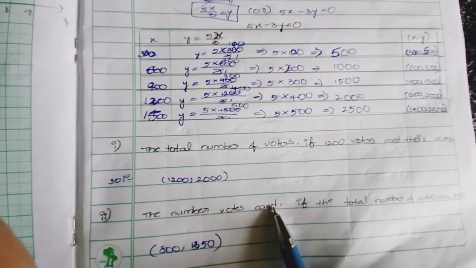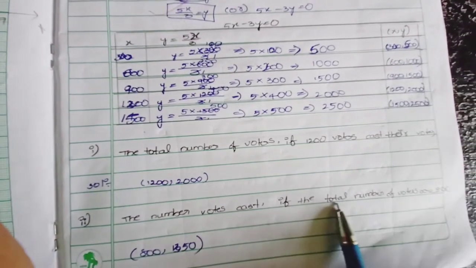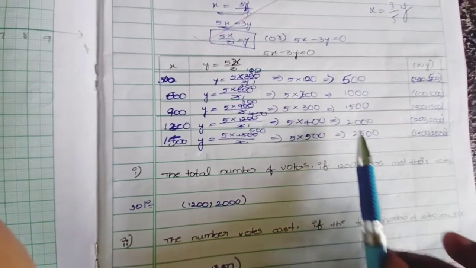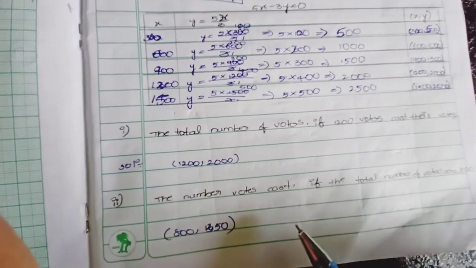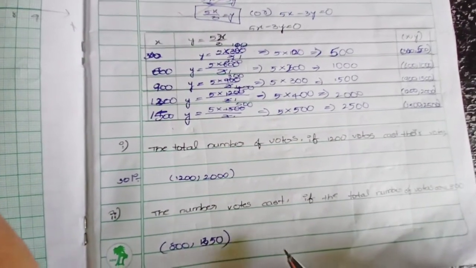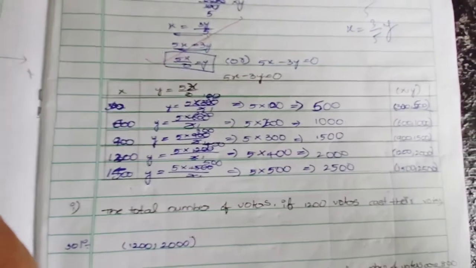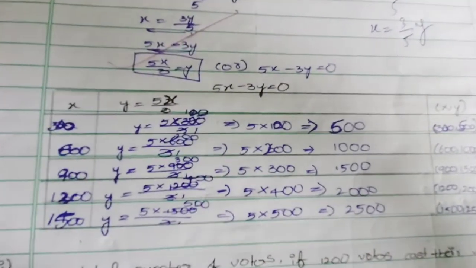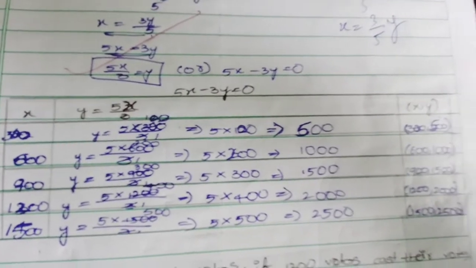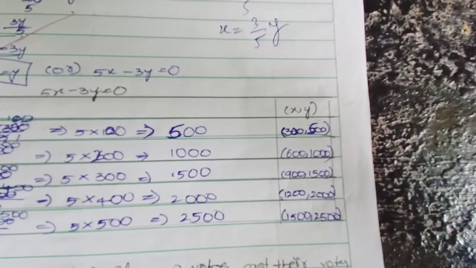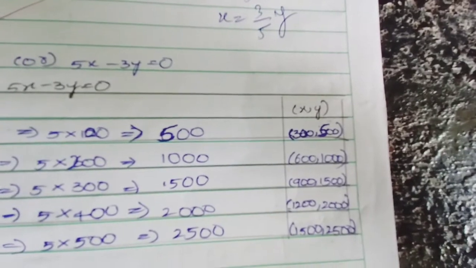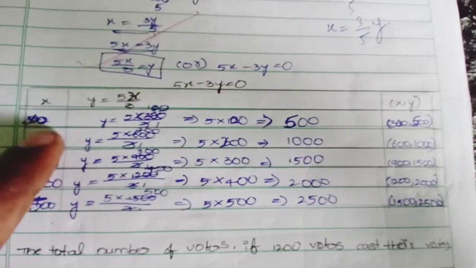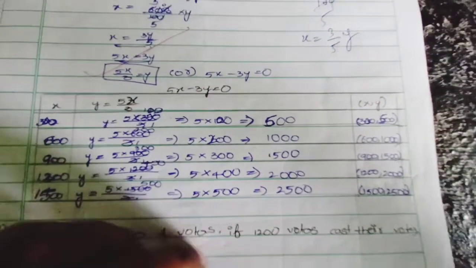And the number of votes cast, if the total number of voters is 800. How many people cast their votes? That we have to find out. We will get this from the graph only. See, substitute in the given questions. Here it is cancelled. Already I have given the equation, that is Y = 5X by 3. Assume any numbers for X and find the Y value.